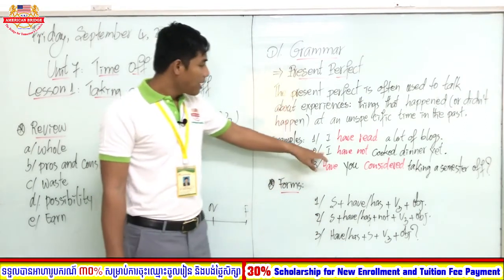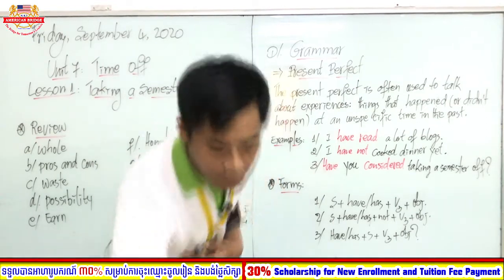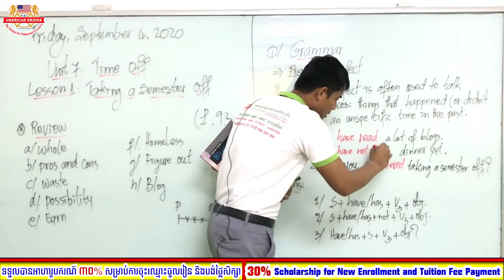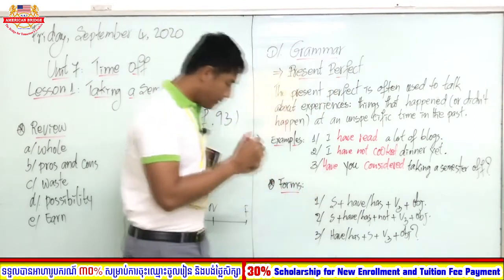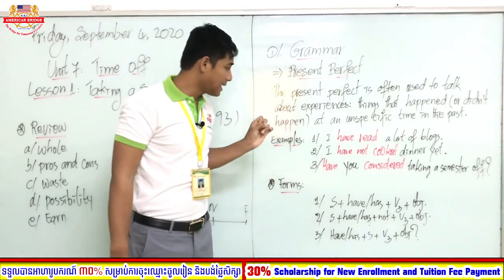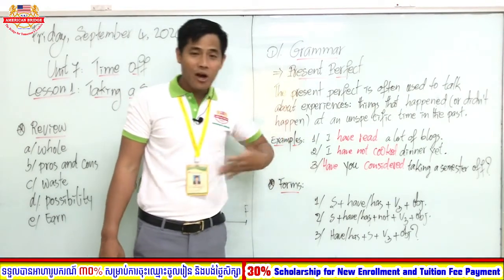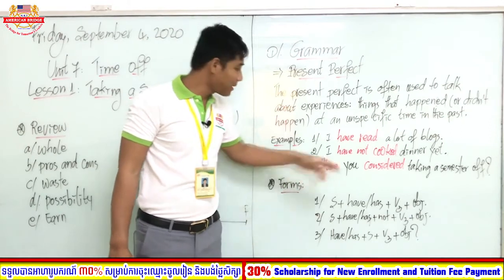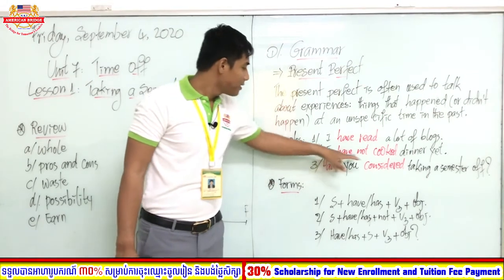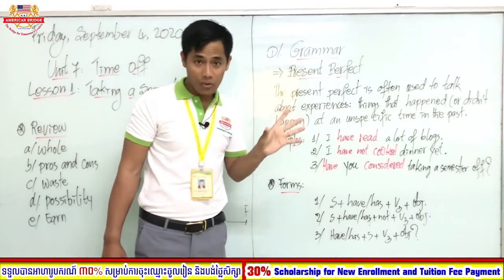Number two: I have not cooked dinner yet. I have not cooked dinner yet. The sentence that we say right now is about the past, but this action continues until now, right? I have not cooked dinner yet.